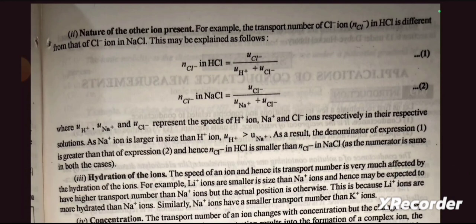Second, nature of other ion present. For example, the transport number of Cl negative ion in HCl is different from that of Cl negative ion in NaCl. This may be explained as follows. NCl negative in HCl is equal to UCl negative divided by UH positive plus UCl negative. NCl negative in NaCl is equal to UCl negative divided by UNa positive plus UCl negative. Here UH positive, UNa positive and UCl negative represent the speeds of H positive, Na positive and Cl negative ions respectively in their respective solutions.